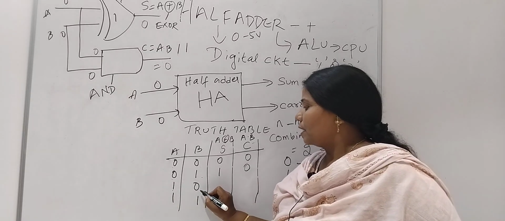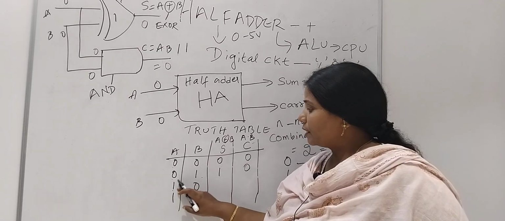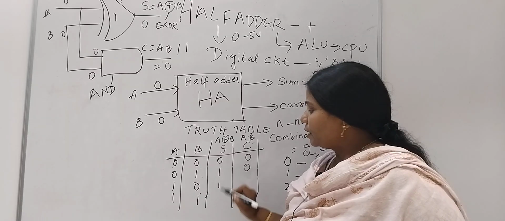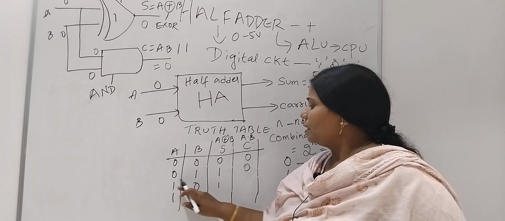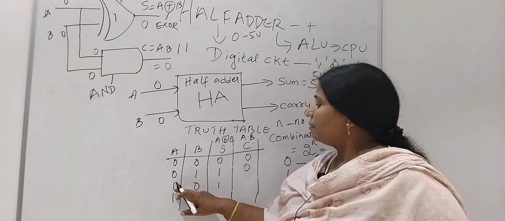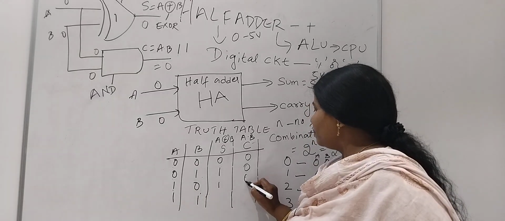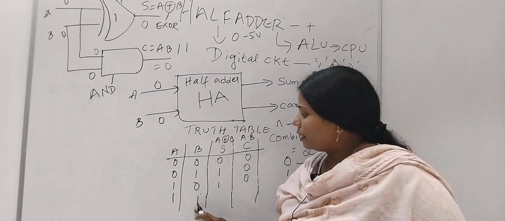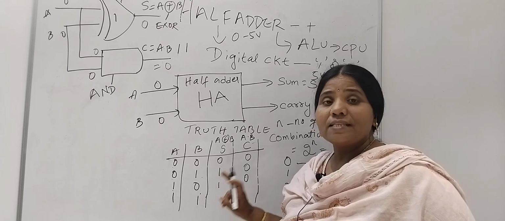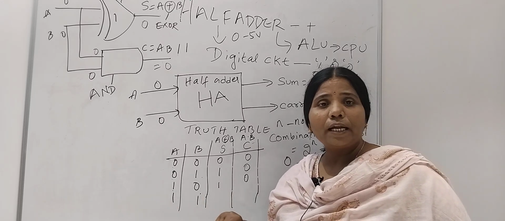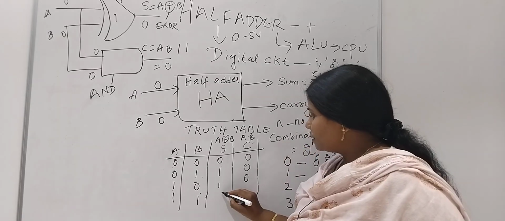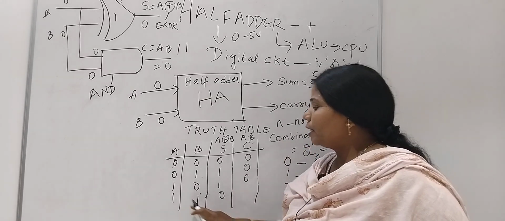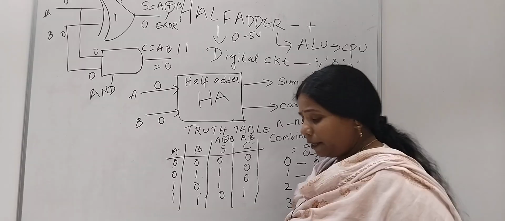Similarly, 1, 0 is there. So different inputs are there for this A and B, which means the output is 1. And here 1, 0 is there. One of the inputs is 0, so the output here will be 0. Then 1, 1, the same inputs are there. Same inputs, so what output will you get in the XOR gate? 0. In the AND gate, both the inputs are 1, so the output will be 1.